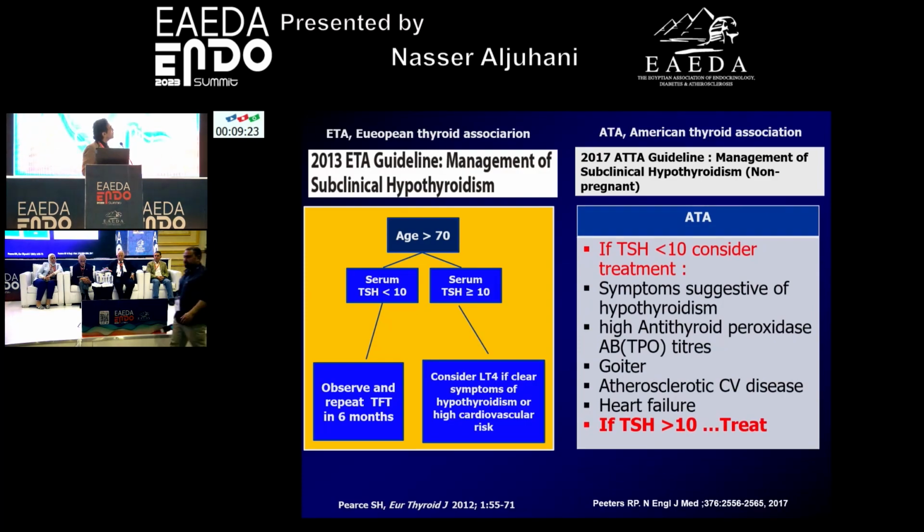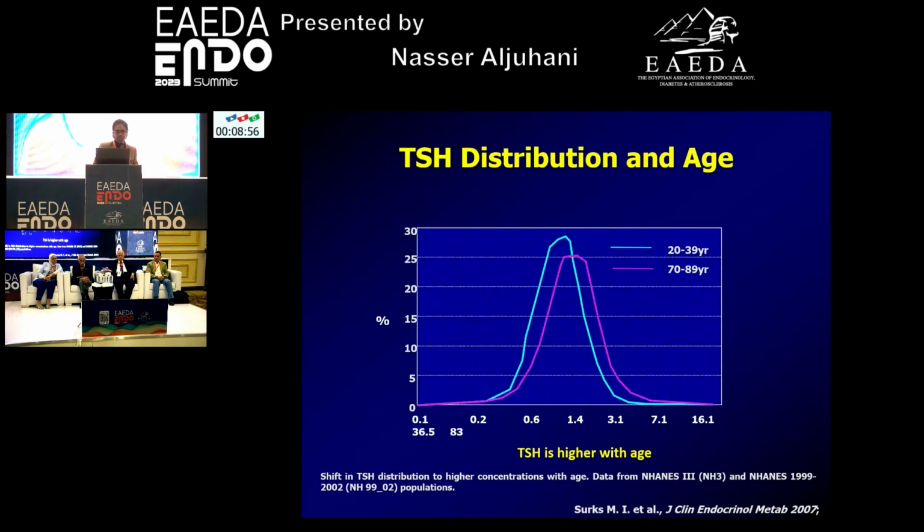The American Thyroid Association actually is different. They treat TSH less than 10 if there are symptoms of hypothyroidism, if antithyroid peroxidase antibodies are positive indicating Hashimoto's thyroiditis, if there is goiter, ischemic heart disease or AF, or heart failure. And they treat all the patients with TSH more than 10.